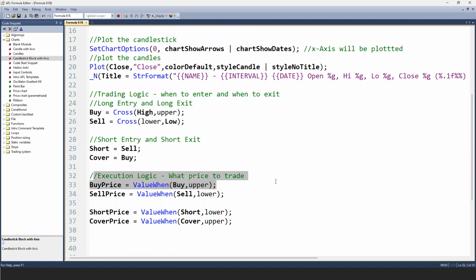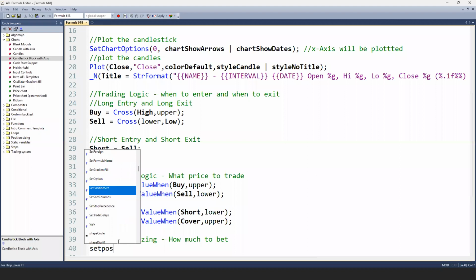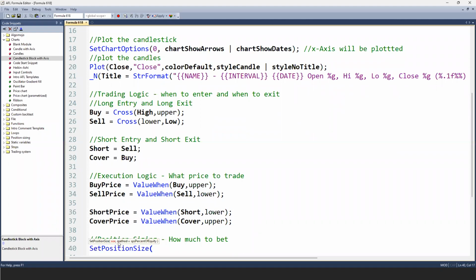Execution logic is done. One more final logic is there, that is the position sizing. Position sizing talks about how much to bet in the markets. So there is a function called SetPositionSize. Here I can define how I'm going to play. I want to trade a fixed quantity, or I want to take a fixed money. So what are the approaches that I'm going to use? I can say like that.